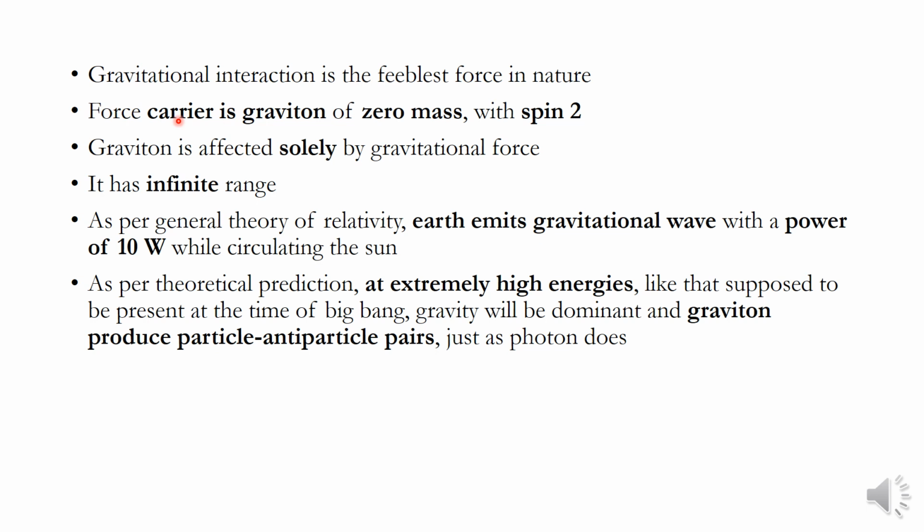The gravitational interaction is the feeblest force in nature, the weakest force in nature. The force carrier is the graviton of zero mass. It has zero mass with spin 2. But fortunately, since the carriers have zero mass, they can reach anywhere in the universe within no time. Without taking any time, they can reach anywhere in the universe. That is why the gravitational force has infinite range.